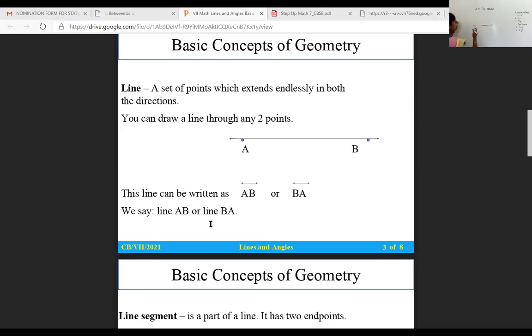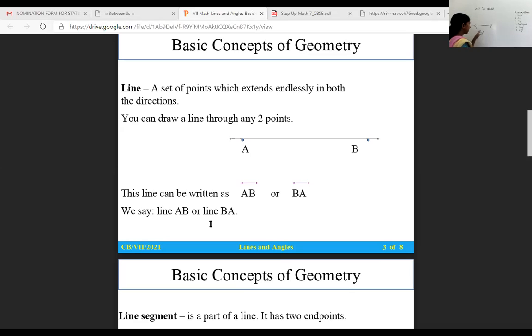If I am to name this, I'll just take 2 points and write it as A, B. So a line is represented as AB with a bar above. This is how we represent a line. Clear? Okay, so that is about a line. So what is a line? A line is a collection of all the points along a straight path.